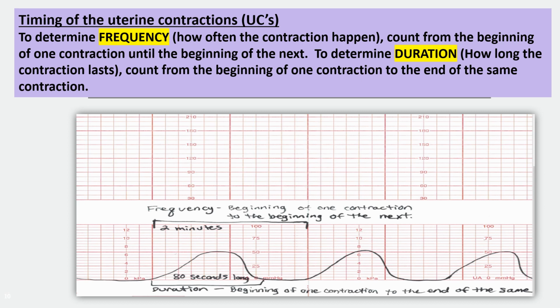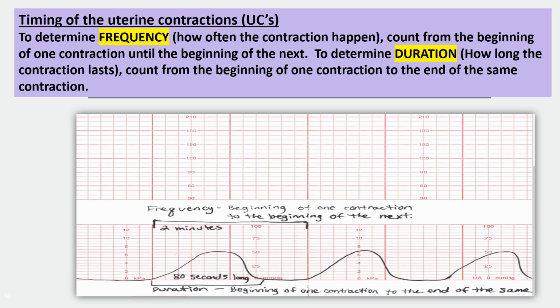But you're going to really look at a 10-minute strip and then you're going to measure them. So those would be documented as 1 to 2 minutes apart. Okay? Next, you're going to determine duration. Duration is how long the contraction lasts. Okay? So you're looking underneath here and you're counting in seconds. We always document duration in seconds.